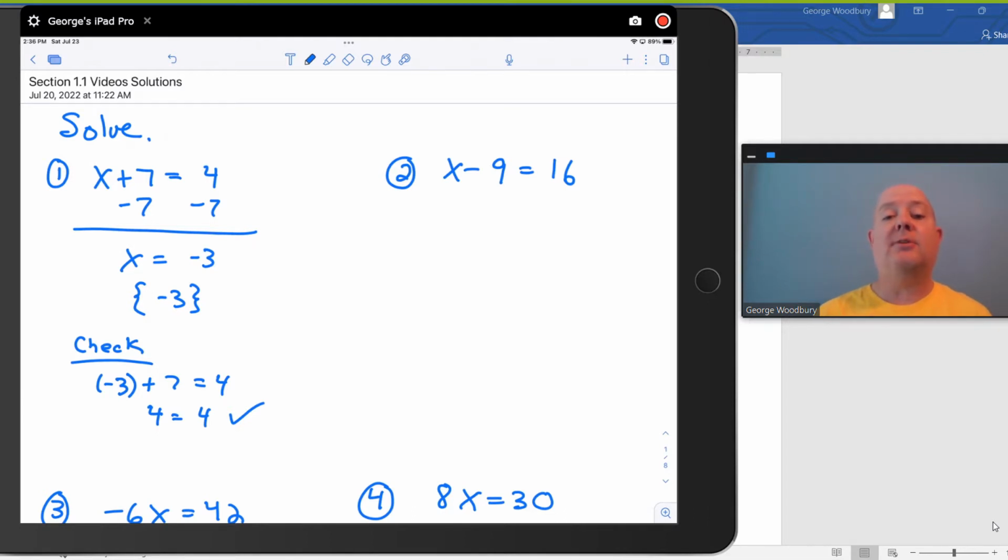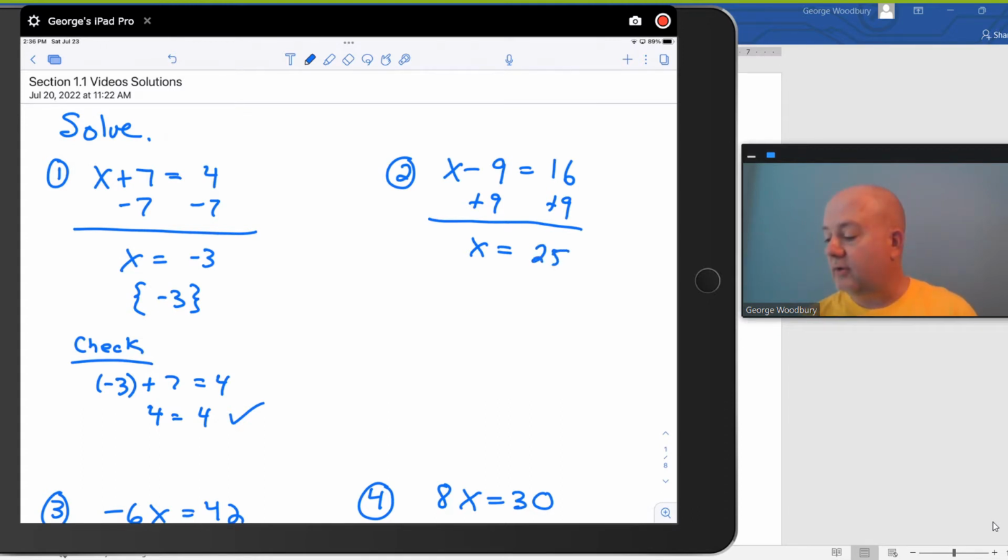In the second problem, x minus 9 equals 16, the inverse operation for subtraction is addition. So we can add 9 to both sides of the equation. Whatever we're doing on one side of the equation, we want to do the same thing on the other side as well. Negative 9 plus 9 is 0. That leaves x isolated on the left-hand side. And on the right-hand side, 16 plus 9 is 25. A quick check. If we put in the 25 for x, 25 minus 9 is 16, so that one does work.